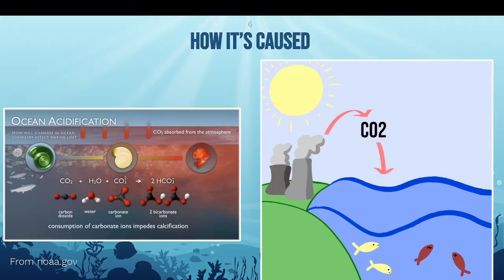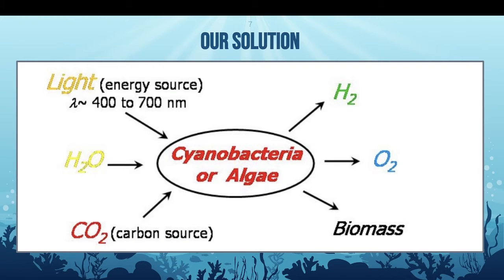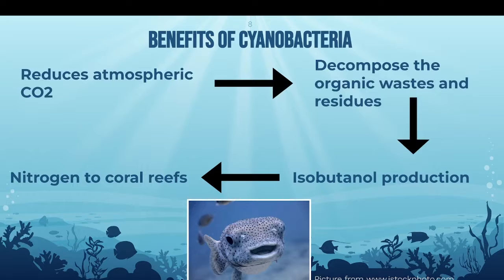Ocean acidification happens when CO2 from factories and cars is absorbed by the ocean. The CO2 mixes with H2O and carbonate ions to create two bicarbonate ions, which impedes calcification. Our solution is cyanobacteria as a means of absorbing the excess carbon dioxide in the atmosphere.